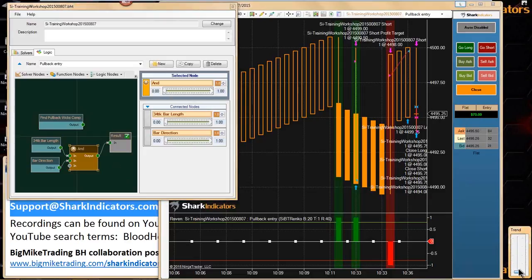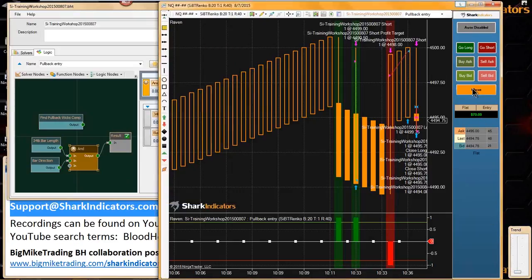All right, so let me pull price down, and we'll get Raven to take this trade. And let's see, let's close out. I need to turn Raven on here. So we have Raven turned on, and now we just sit back and wait.